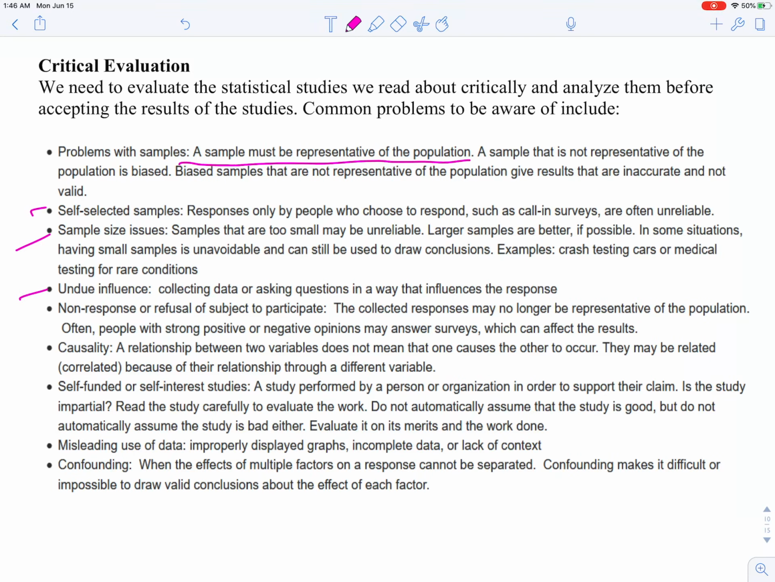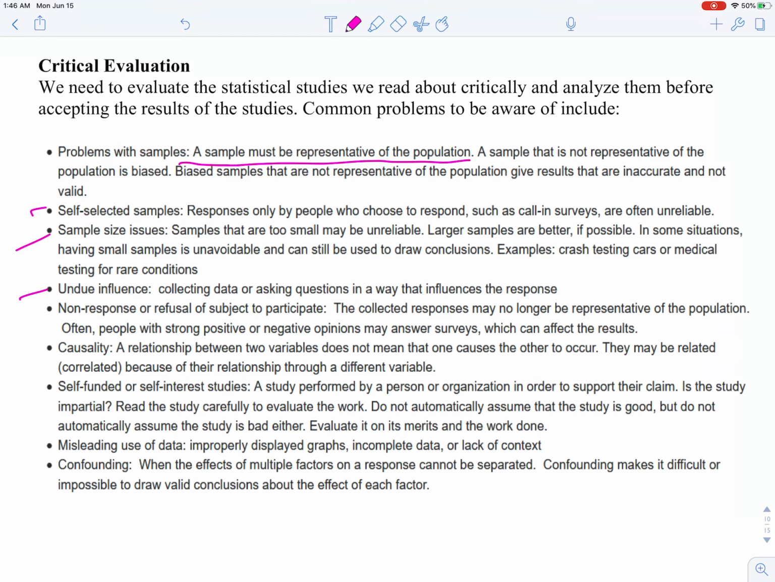All right, next one here, undue influence. So collecting data or asking questions in a way that influences the response, right? Let's say, in real life, I'm a veteran of the United States Navy. I served quite a long time ago.